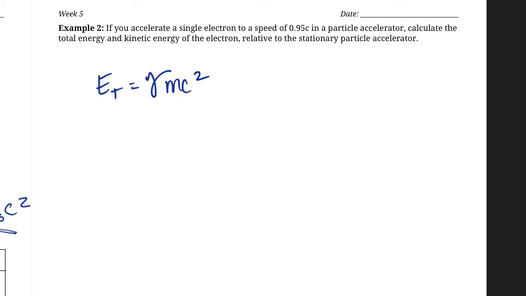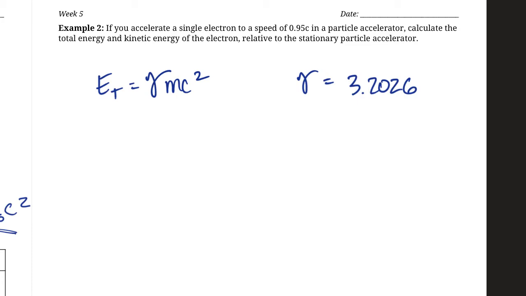So do we know the mass? We do know the mass. Do we know the speed of light? We know the speed of light. Do we know gamma? Well, we can calculate gamma, 95% the speed of light. And if we do that, gamma should come out too. I'll let you calculate it yourself, but what I get is 3.2026. Carrying a few extra decimals here, again, just to make sure our final answers are accurate.